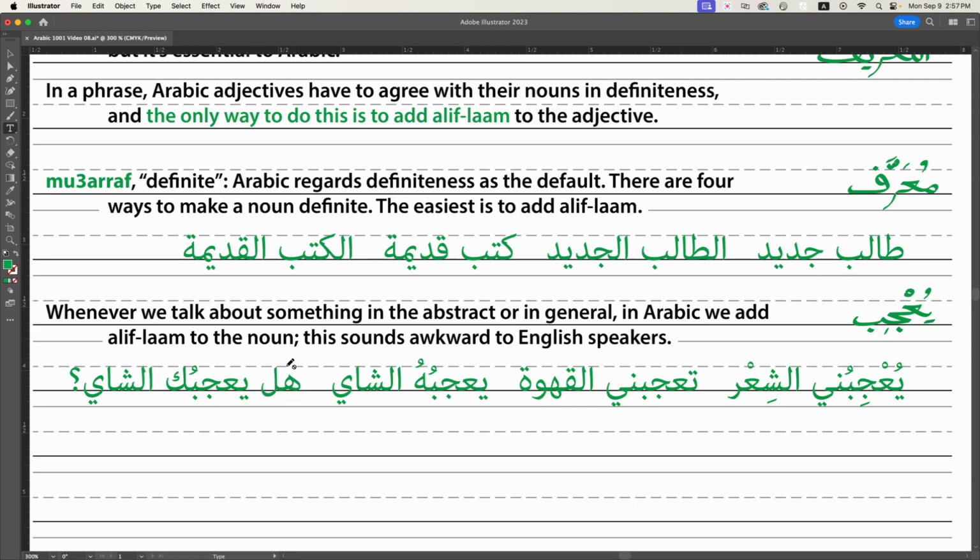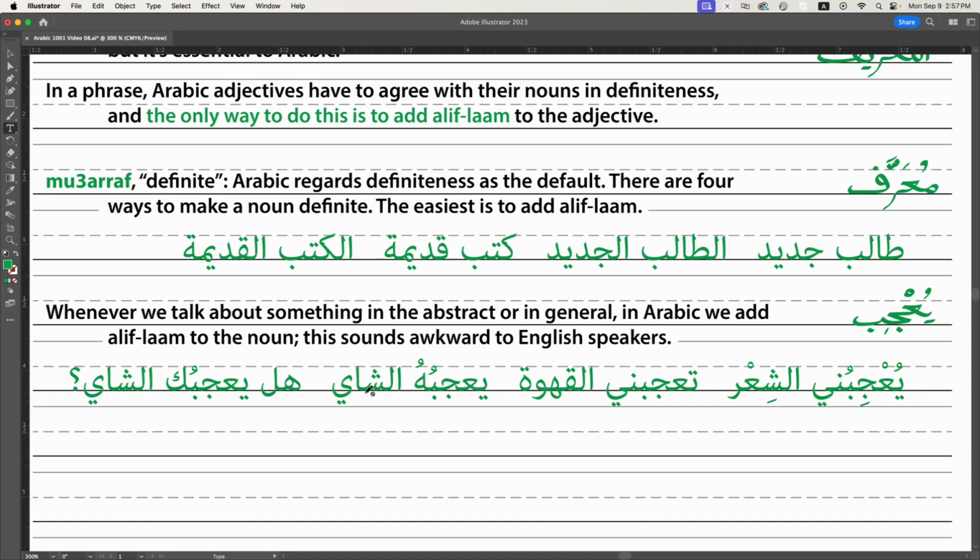Here, learn another new word, hal. Hal is a great little word. Hal means, hello, I am a yes or no question. In English, we'd say, do you or are you at the beginning of a sentence. But in Arabic, we're going to use this little word, hal, and I'll talk about the question words in the next video. So, hal yu'jibuk ashai? Does tea please you? Or does the tea please you? Or in better English, do you like tea?